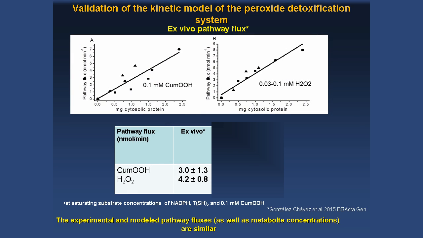So using extracts of the cellular parasites, which contain the exact proportion of the pathway enzymes, we supplied saturating concentrations of NADPH and trypanothione, and high concentrations of hydrogen peroxide. Varying the cytosolic protein, we determined this ex vivo pathway flux, which was very well predicted by the model.